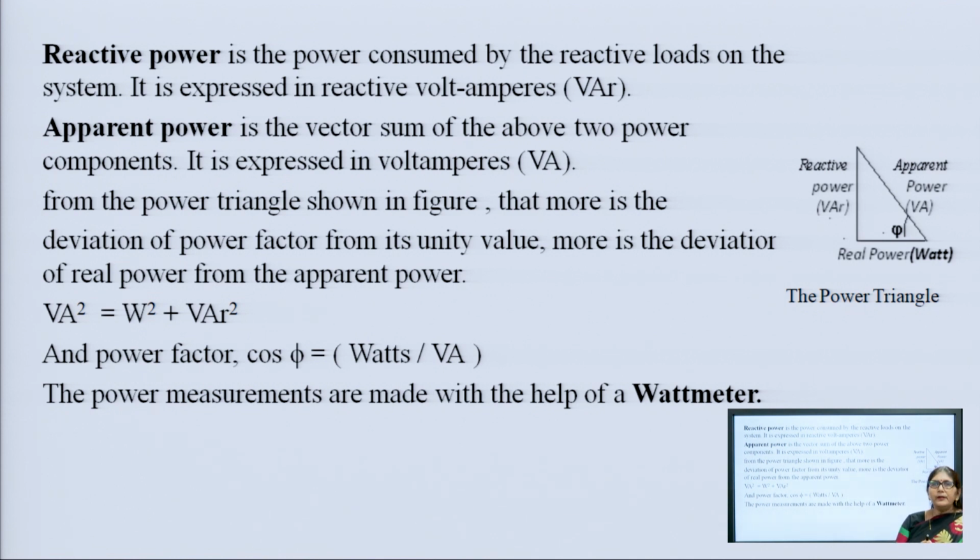It means we do not prefer a power factor deviating from the unity value. If the power factor is of unity value, then there is no difference between the real power and the apparent power. So, for this reason the cos phi should be as close to 1 as possible. Here, from this triangle we can find that VA square is equal to W square plus VAR square, and the consumption of power of any instrument or any machine can be measured by the wattmeter.